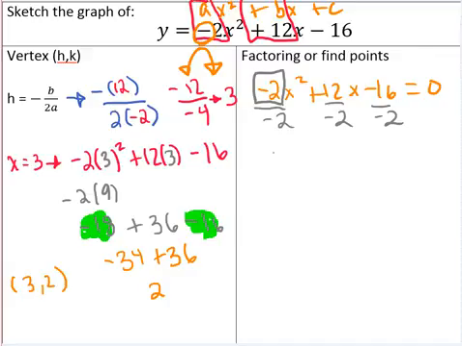Okay, negative 2 over negative 2, we put that one outside. So we get x squared. 12 over negative 2 is negative 6x. And negative over negative is positive. 16 over 2 is 8.